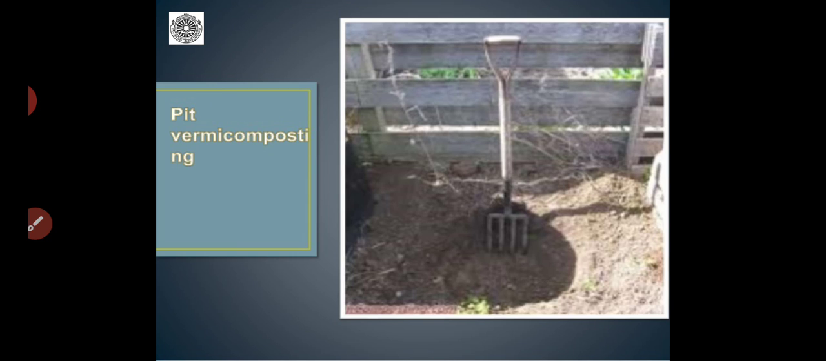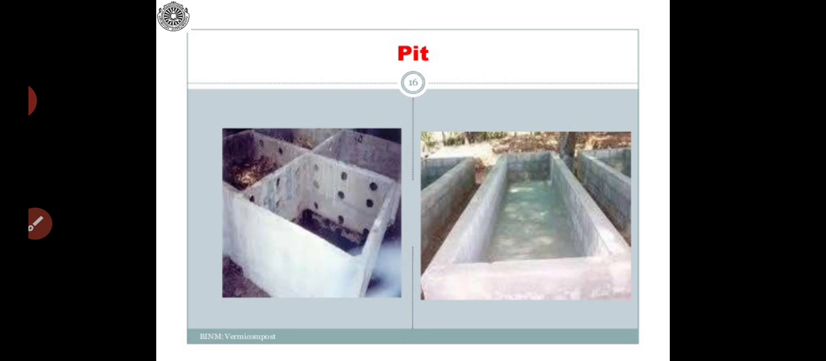This is called pit vermicomposting. So here you can see a spade-like equipment that is being used to dig or to prepare the pit. These are the tanks, or what we call pits, that are being used in pit vermicomposting. However, as you see here, students, these are made of cement material.